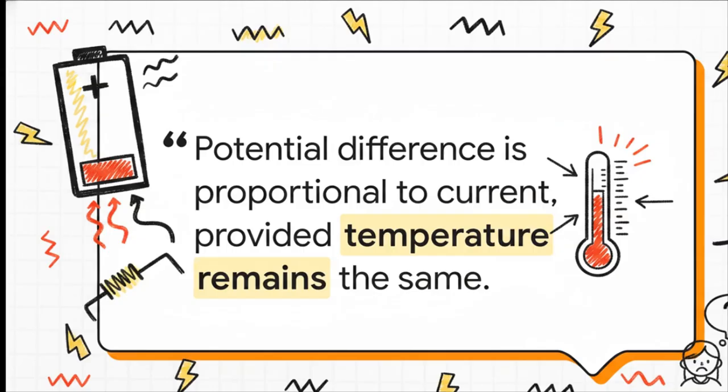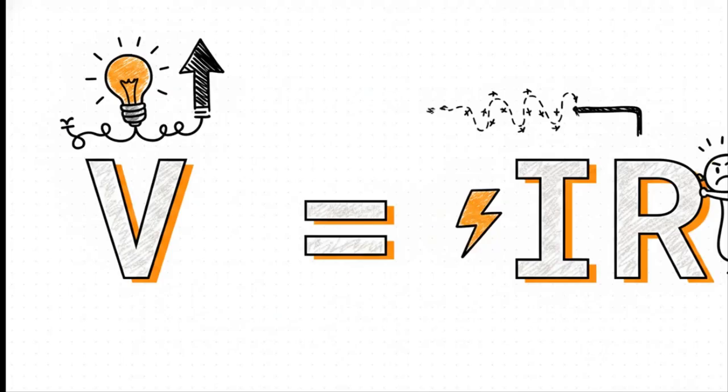But wait, look at that second half of the quote. Provided its temperature remains the same. I am aggressively highlighting this for you right now. Do not forget the temperature condition. Examiners will set a trap by asking for Ohm's law, and if you leave out the temperature part, you lose points. So, mathematically, how do we show this relationship?